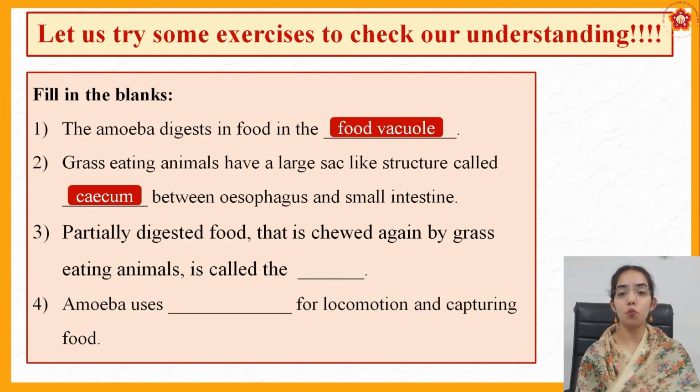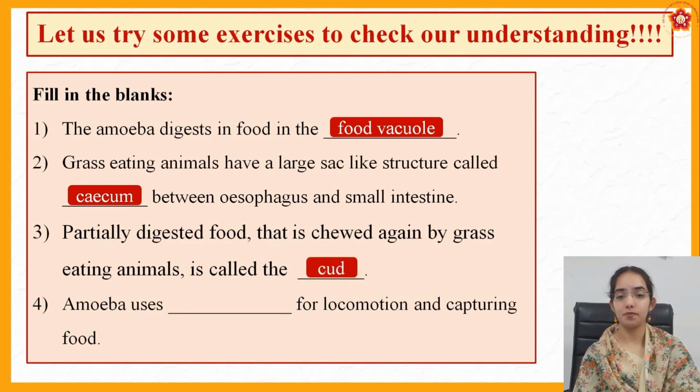Partially digested food that is chewed again by grass-eating animals is called dash. Yes, what is that partially digested food that is stored in rumen and then again sent back to the cow's mouth or the grass-eating animal's mouth? What is it called? Yes, it is cud.